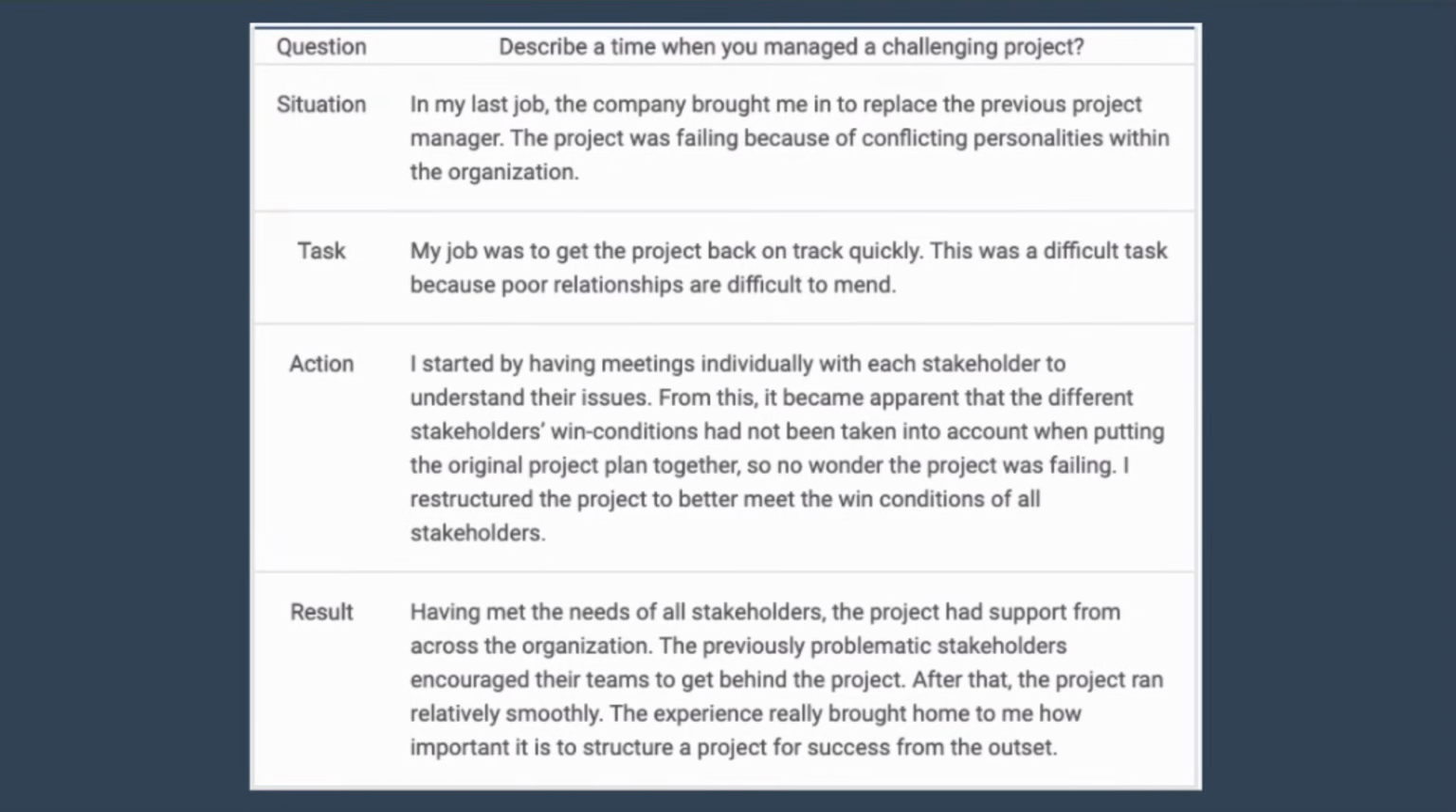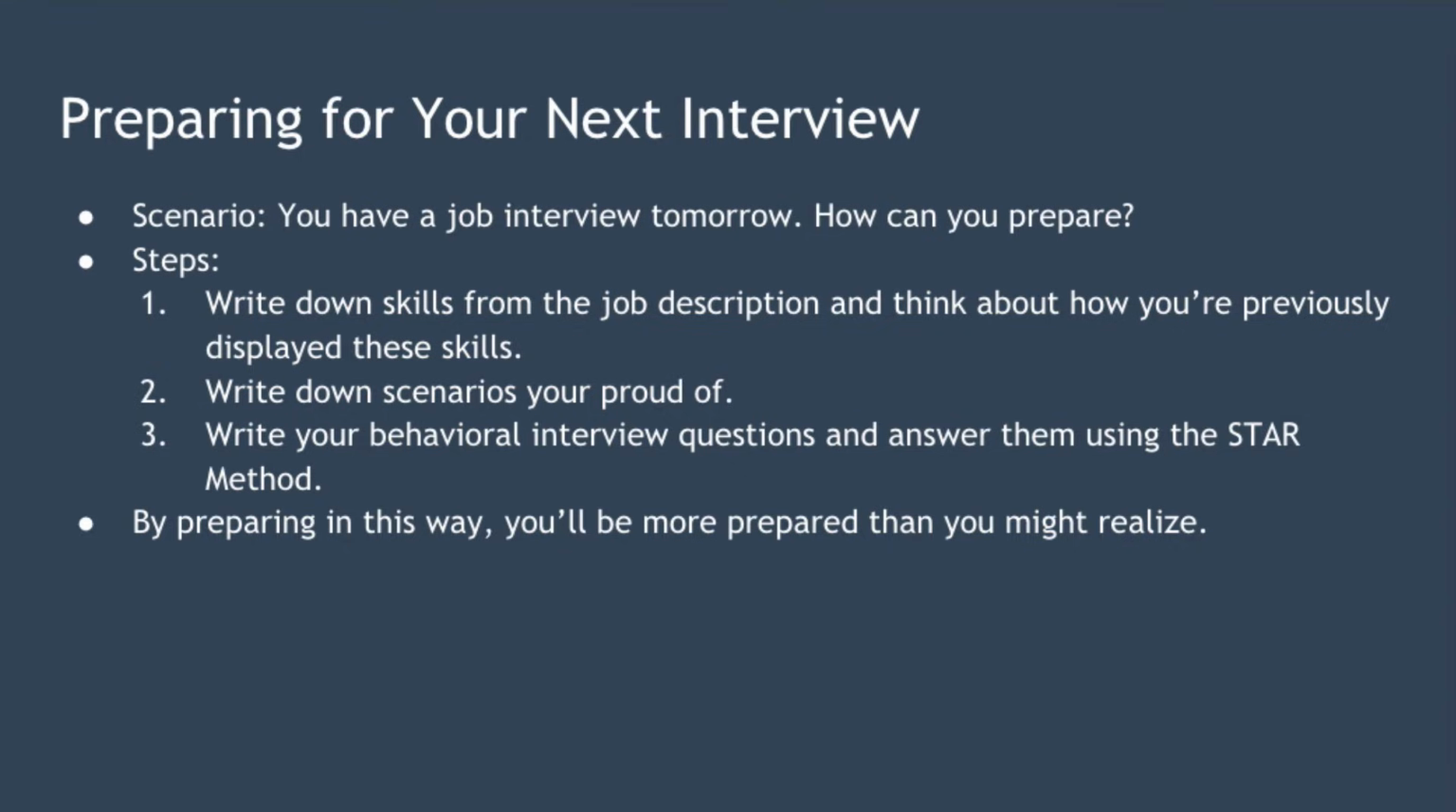Now you can adapt these two examples to suit questions you think you might be asked or to suit your experience. So how might you go about preparing for your next interview? Well, imagine you have a job interview tomorrow and you're nervous because you know the interviewers will surprise you with all kinds of random questions. But you're now familiar with the STAR interview method, but because you're nervous and you're going to be performing under pressure, it's worth taking some time to prepare.